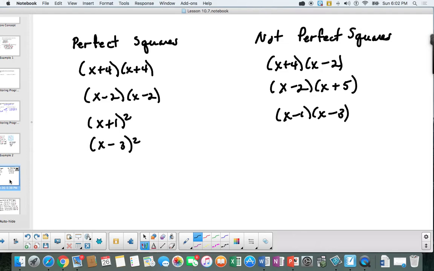Let's review some algebra from last year. Let's review perfect squares, not perfect squares. These are perfect squares because x plus 4 times itself, and then it ends up looking like this. It's a square. Now this is not a perfect square because it's not the same number. These are perfect squares. They're exactly the same number, and then they're square. So these are perfect squares. And again, this is a perfect square and this is a perfect square.